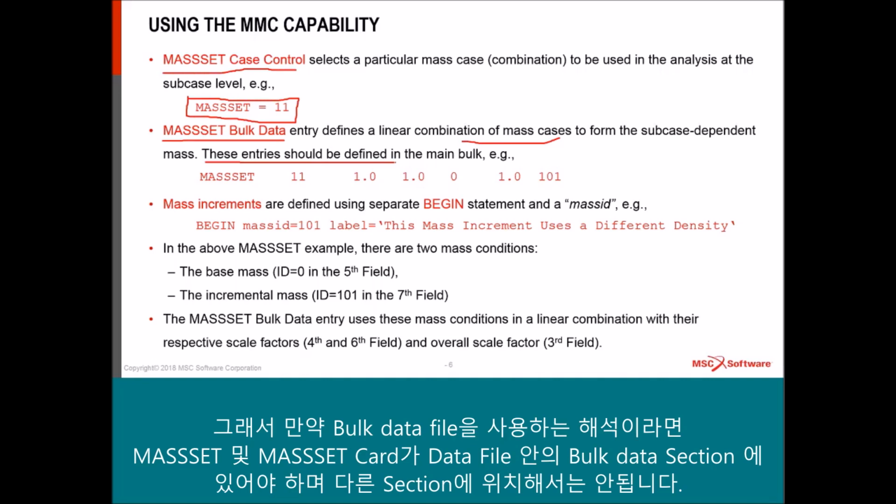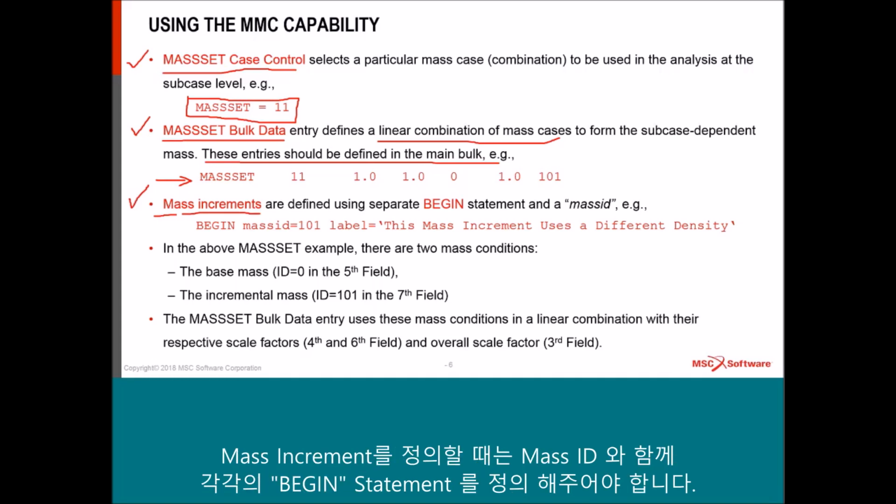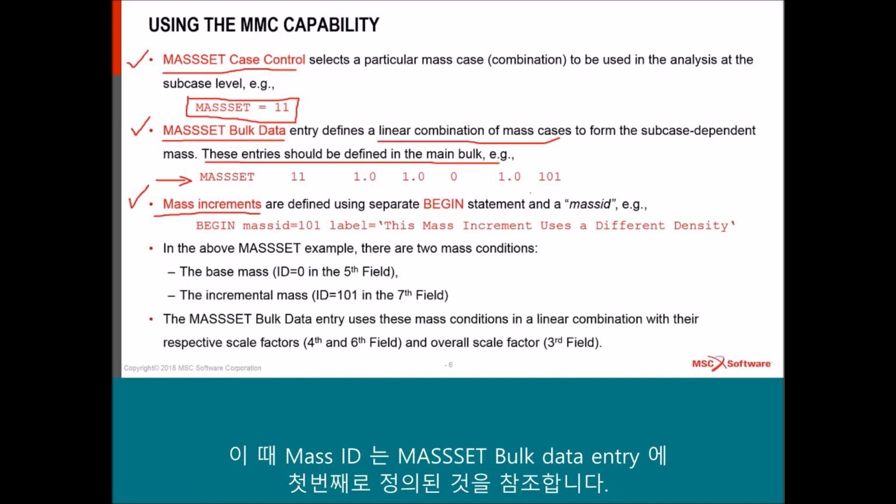So if you will actually have different begins in your bulk data file, it's important to include this MASSSET card in the main bulk, not in the other bulk sections denoted by the other begins. So we talked about the first component and the second component, and the third component is the mass increments themselves, which are defined using a separate begin statement followed by a mass ID, which refers to the mass ID that's referenced by the initial bulk data entry.